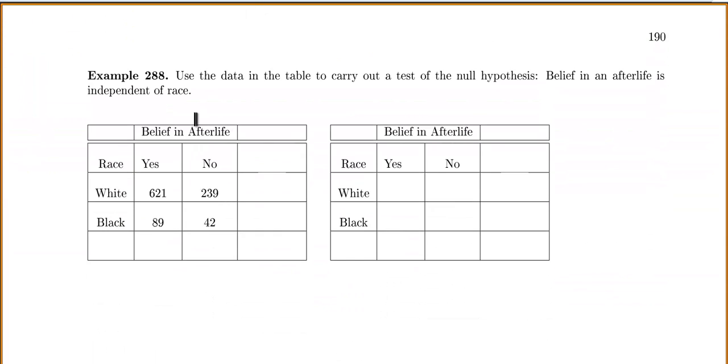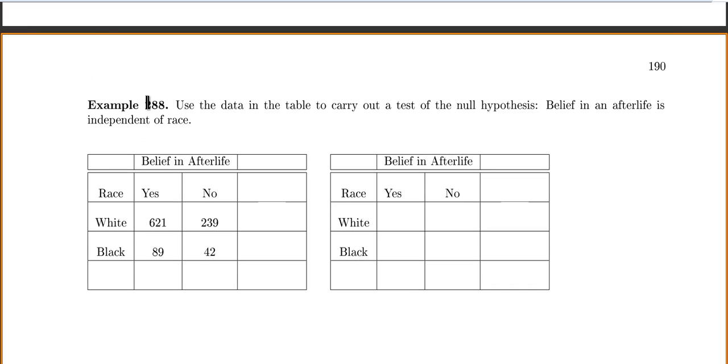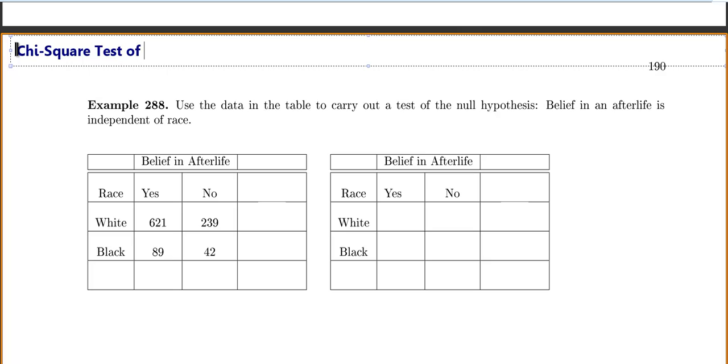And our last problem, use the data in the table to carry out a test of the null hypothesis, which is belief in the afterlife is independent of race. So obviously this one would be a chi-square test of independence. Because it's telling us, is belief in afterlife independent of race? There, chi-square test of independence.